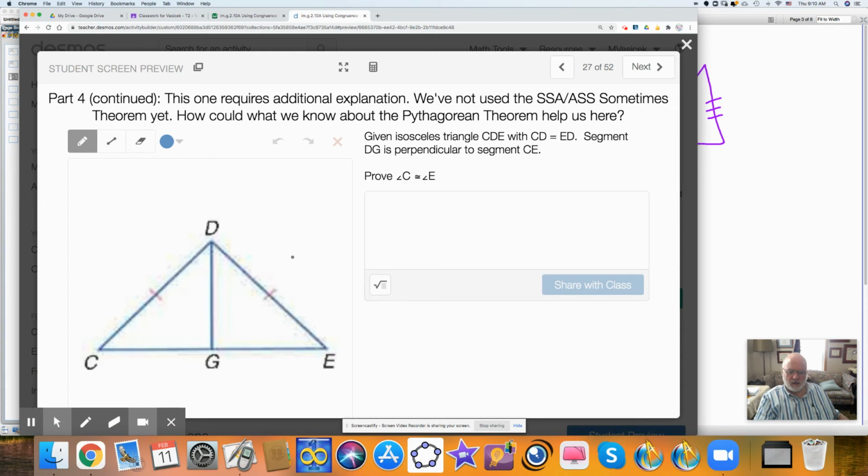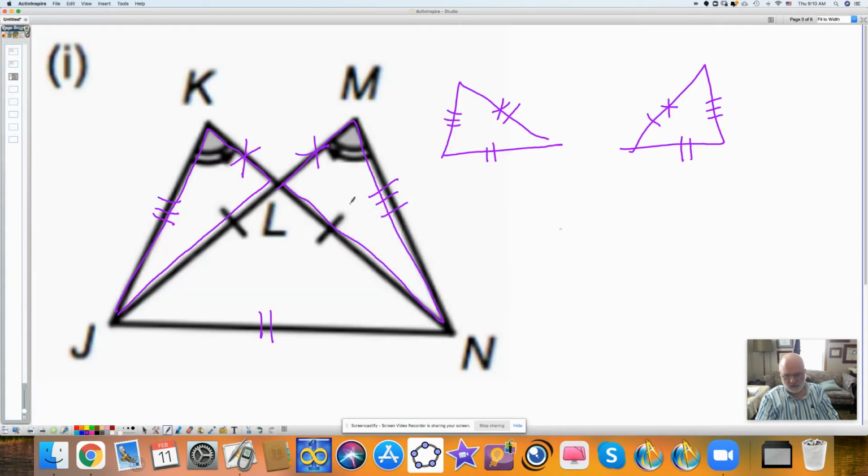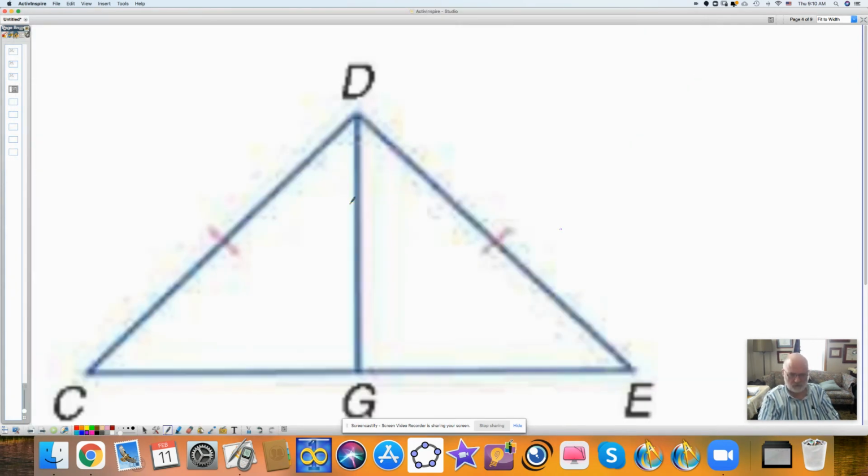The one that needs explanation is this one. We're given that DG is a perpendicular bisector of segment CE. We're supposed to prove that angle C is congruent to angle E, which is the isosceles triangle theorem. So we're trying to prove that this angle is congruent to this. We don't know that to begin with. All that we're given in this third one is that this is a right angle.